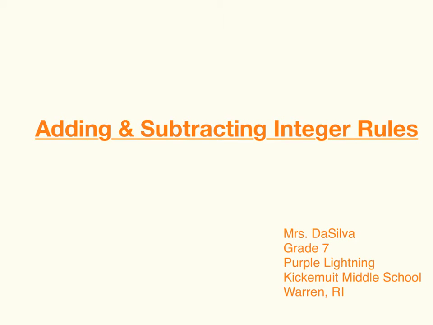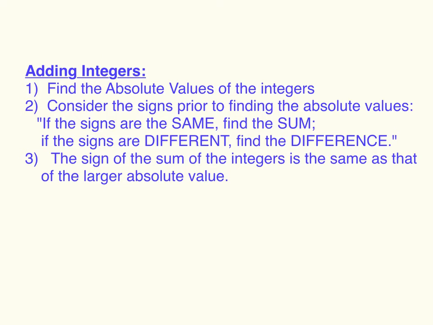Now that we've spent plenty of time learning about adding and subtracting integers using the number line and the chip models, we now really need to get down to the rules so that we can always apply them now that we understand why they work the way they do. So the first thing that we're going to make sure you know is adding integers. And here are the steps for adding integers.